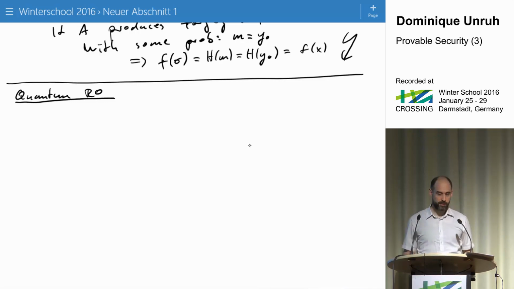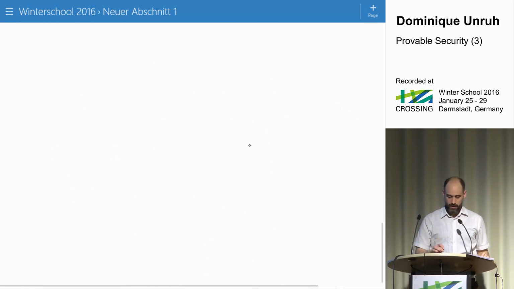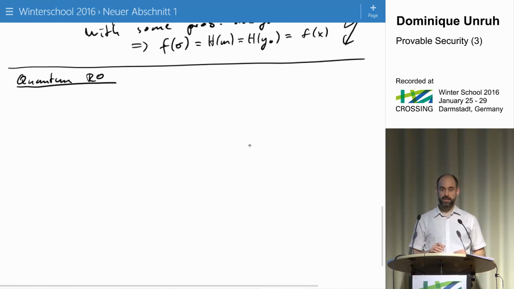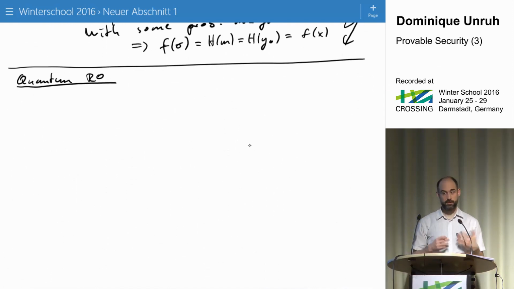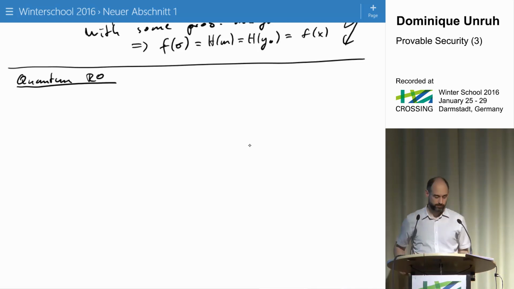Okay, the quantum random oracle. So, how do we do the same thing in the quantum setting? So now we assume we have a quantum adversary. What do we need to change in this model?